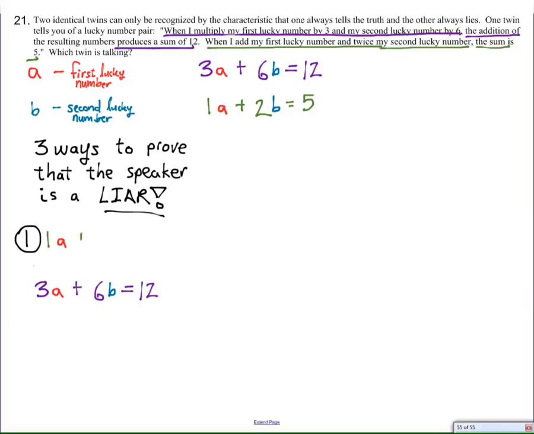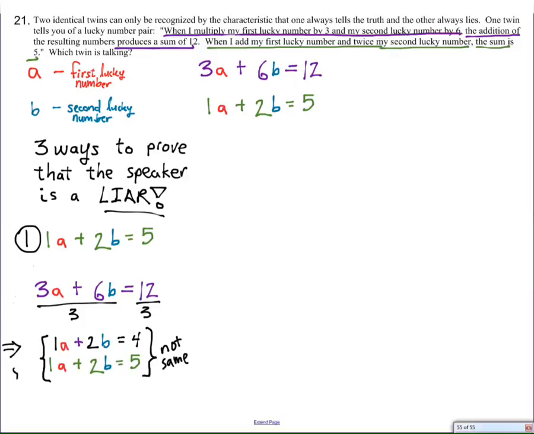So my point is, I know this guy's a liar just from looking at those equations, but I want to make an argument, or 3 arguments, that'll prove this to be true. My first argument comes from simplifying the first equation. When I divide both sides by 3, I end up with the first equation being 1a plus 2b equals 5. But I just learned from the second equation that 1a plus 2b has to equal 4.